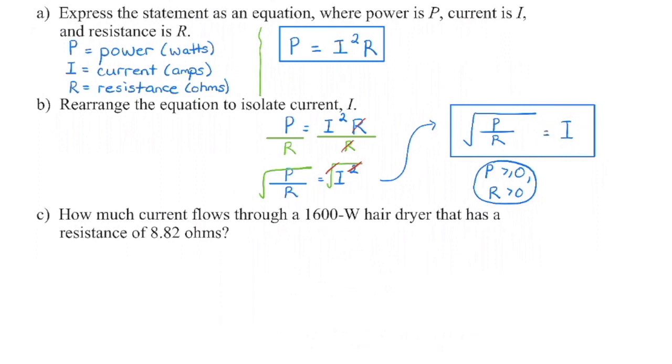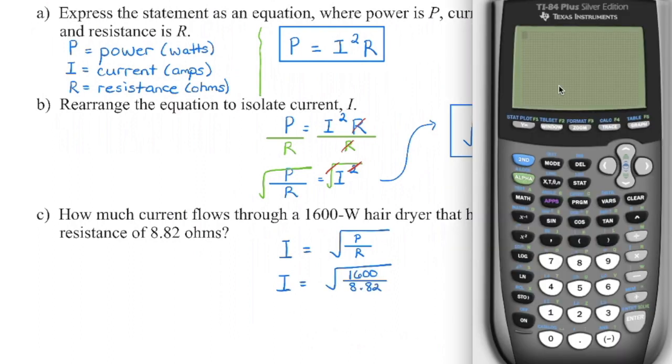Now, if we didn't do step B, you could actually take this original formula, substitute in for P and R, and then at that point just rearrange it. Okay, so because we've already rearranged it, let's take this formula, substitute in our values, and now we're going to enter this into our calculator. And pull your calculator out to make sure that you are able to enter this correctly.